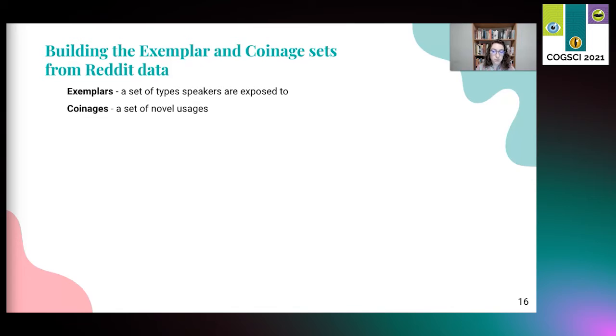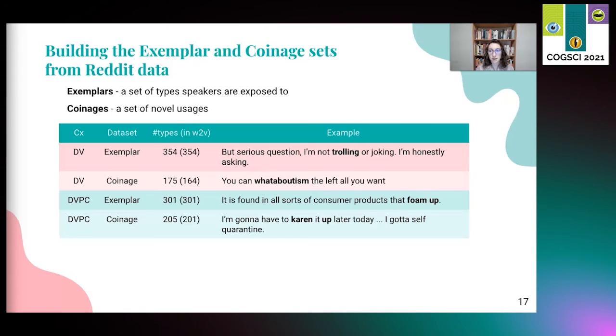To build the coinage sets, we took a sample of one-off types, and this is based on the idea that our corpus is large enough that one-off types are novel to most people. To build the exemplar sets, we included types of varying frequencies, which is intended to capture the distribution of types that a person might have seen. We didn't just take the high-frequency types because we're interested in testing the idea that low-frequency examples play an important role in generalization. This shows sample exemplars and coinages for each construction we look at.